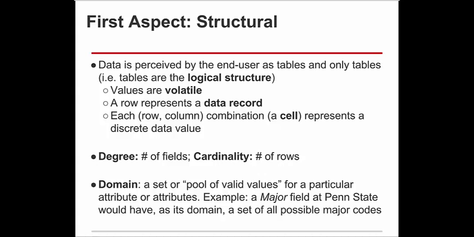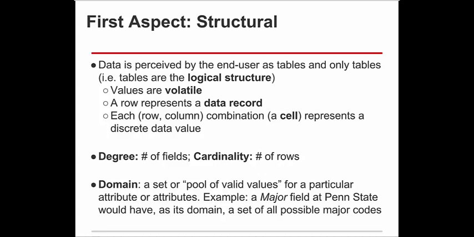The first aspect is structural. How is the data actually stored and organized? Well, data is perceived by the end user as tables and only tables. In other words, tables are the logical structure of the database. Within these tables we have rows and we have columns. Each row represents what's typically called a data record. Each column is typically referred to as a field or an attribute. The intersection of rows and columns are called cells, and in these cells we store what are called discrete data values.